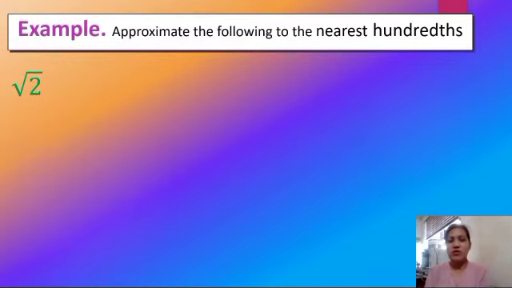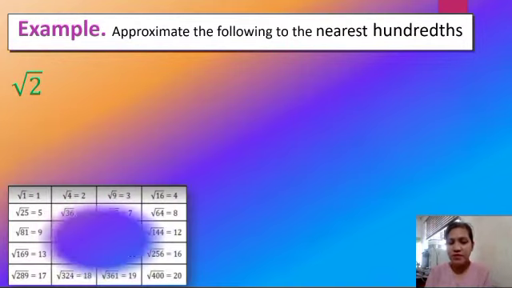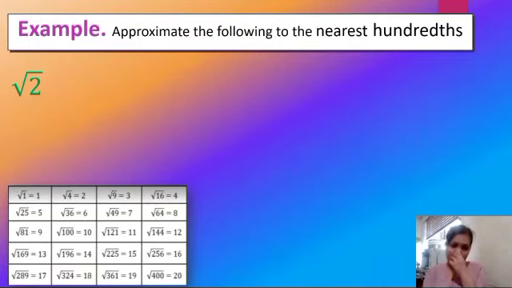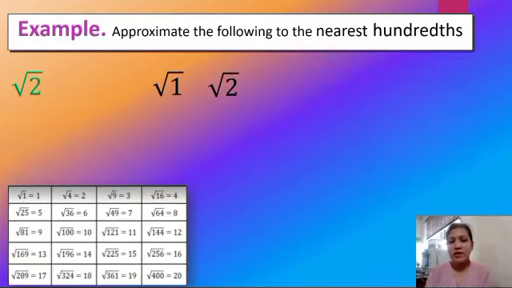Approximate the following to the nearest hundredths. Number 1, square root of 2. So, using our table of square roots, hanapin natin sino bang integers ang malapit sa kanya. Titingnan natin, meron tayong square root of 1 at ang sumunod na ay square root of 4. Yan yung ating dalawang gagamitin na radicals. Therefore, the square root of 2 is between the square root of 1 and the square root of 4.